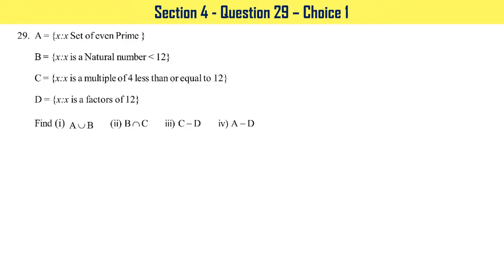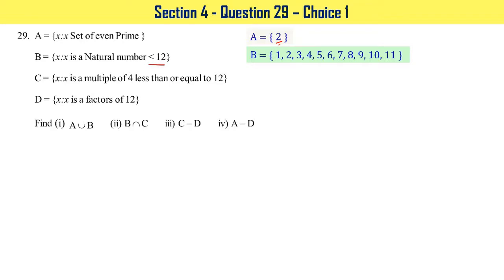Let's start with set A. It is a set of even prime numbers. We know that 2 is the only even prime number. That's why this set contains only one element, that is the number 2. Set B is a set of natural numbers less than 12. It means B is going to have numbers like 1, 2, 3, 4, 5, 6, 7, 8, 9, 10 and 11 because it has to be less than 12, right?